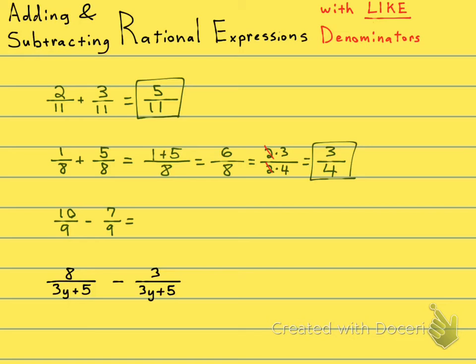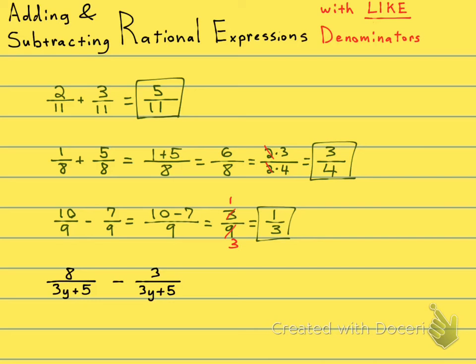So if I have 10 over 9 minus 7 over 9, that's the same as 10 minus 7 over 9. 10 minus 7 is 3 over 9. And this reduces. 3 over 9 is the same as 1/3. I reduced that by a factor of 3. 3 goes into here once, 3 goes into here 3 times.